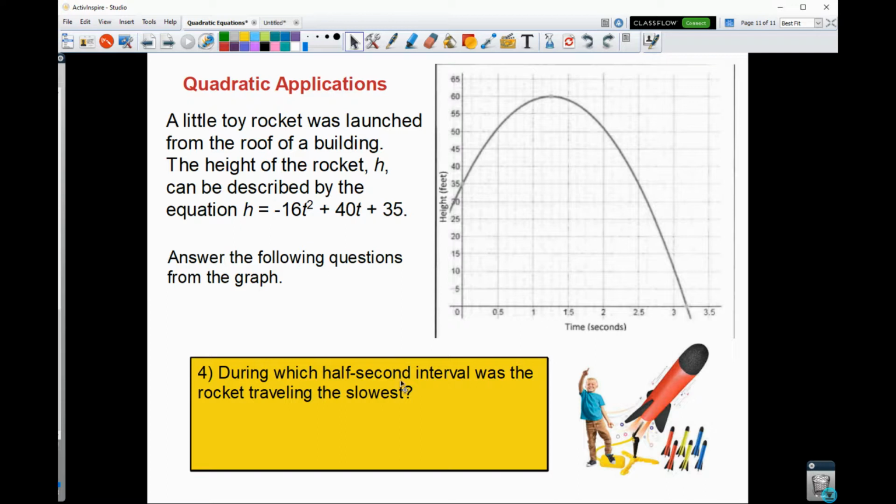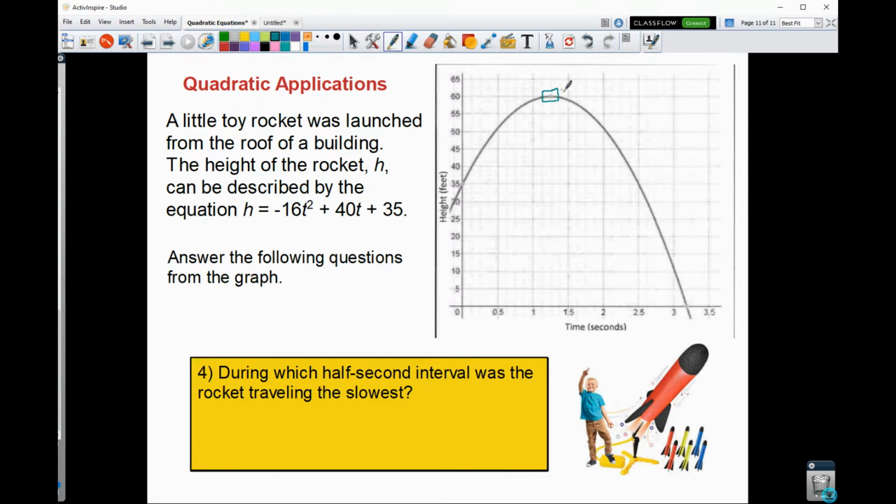During which half-second interval was the rocket traveling the slowest? Okay, let's start looking at the line portions of this graph. Here you can see it's pretty extreme, and here it's a pretty decent slope as well. Where does it have the least slope? Because it's going to go the slowest where it's the least slope. So overall, I would say between here and here is where it's going the slowest. It looks more like a straight line from this point to this point.